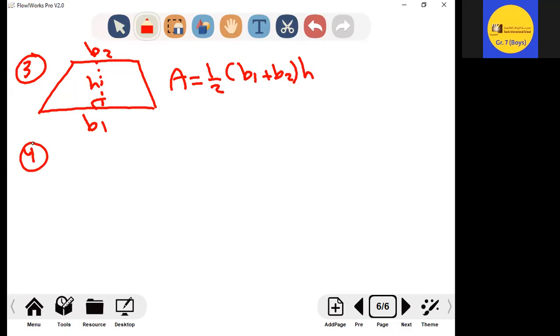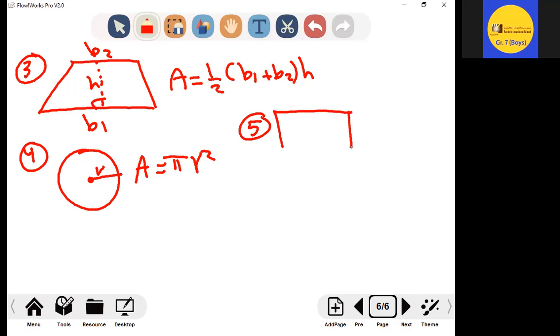Part 4, you have what? Circle. We took the circle, it needs the radius, and A equals pi r power 2, right? Add for them another two figures, rectangle and square. 5, you can copy beside them. The rectangle, it has length and width, and the four angles are what? Right angles. So here the area is length multiply width.